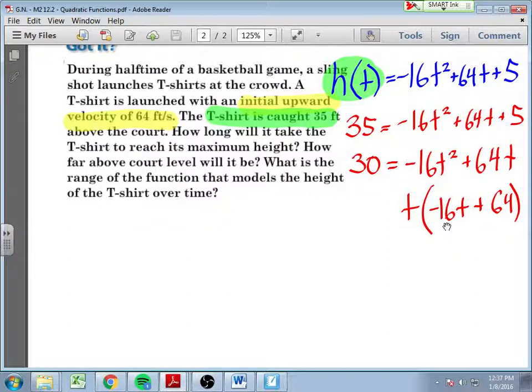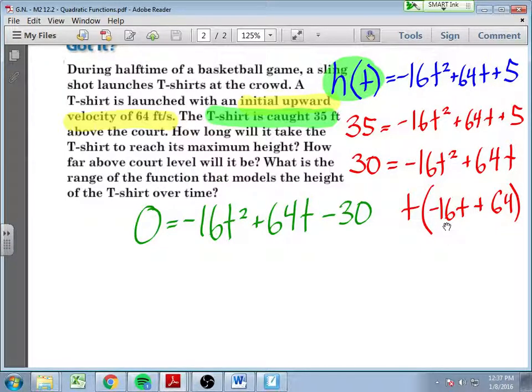What if I moved my 35 to the right side? What if instead of subtracting 5, I subtract 35, and I say 0, I'm actually going to change color since I'm changing what I'm doing, equals negative 16t squared plus 64t minus 30. We can factor this quadratic and find my zeros.